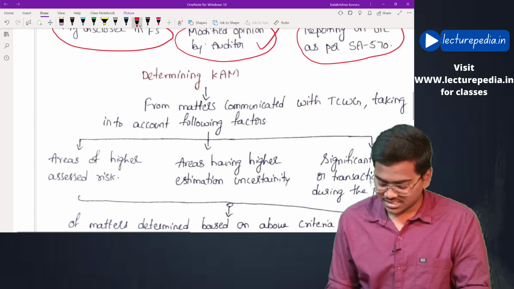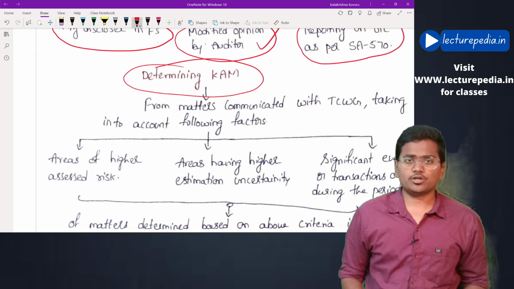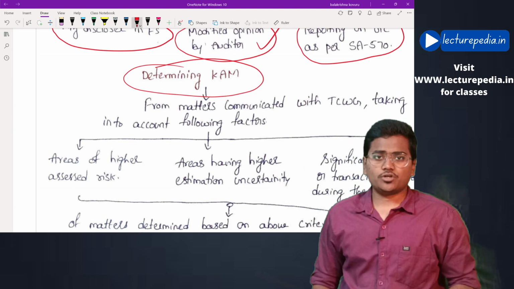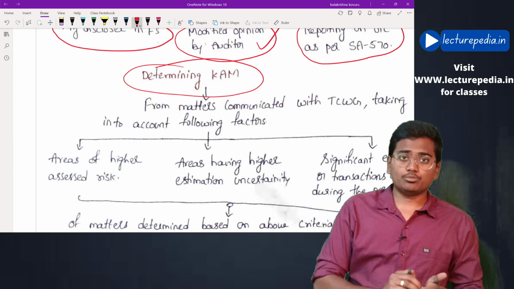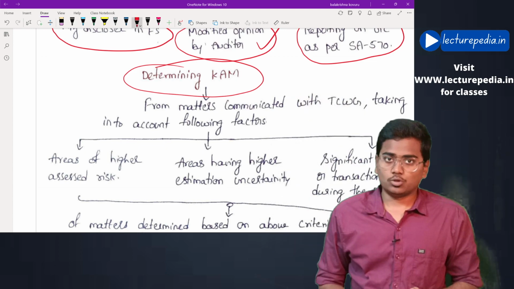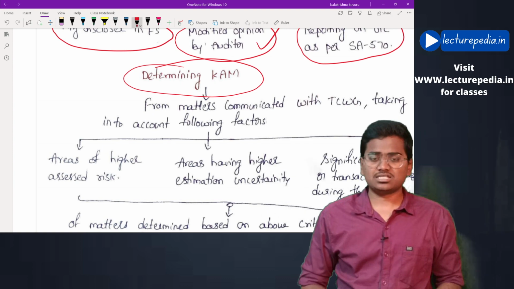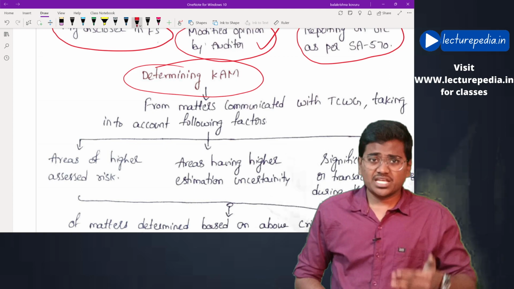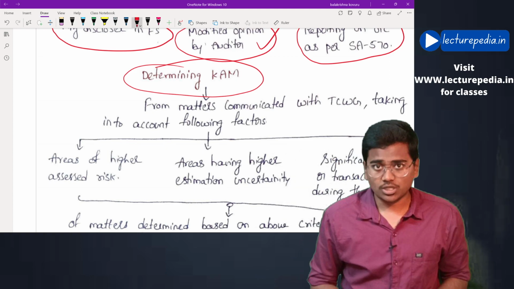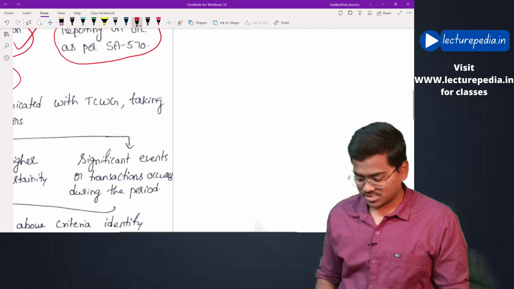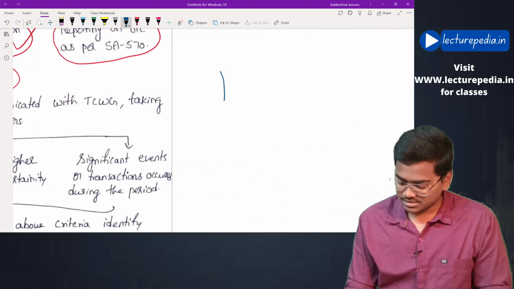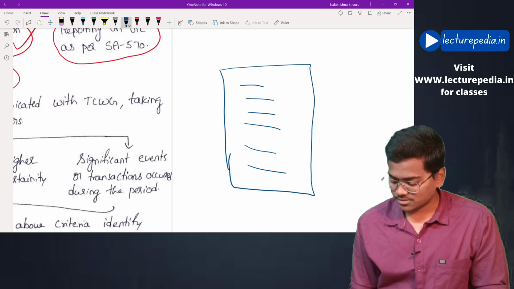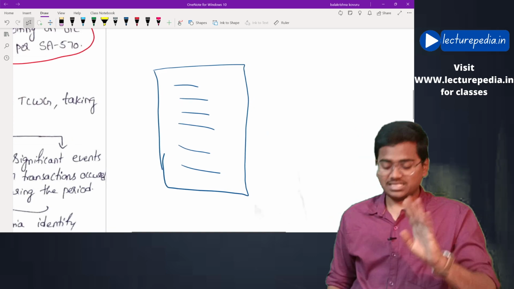How will the auditor determine key audit matters? First of all, the auditor will prepare a list of all those matters that were communicated to those charged with governance. Now, to this list he will apply three factors to pick some of the items. See, this is a list of matters communicated to those charged with governance. Now, to this list, he will apply three factors.